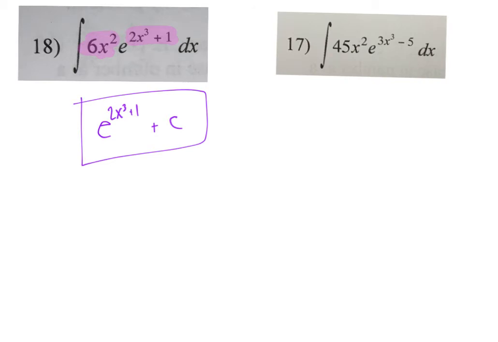For this one, when I look at it, my exponent is 3x cubed minus 5. If I did the derivative of 3x cubed minus 5, I would have 9x squared, and I need 45x squared. So that means I'm going to have to multiply my answer by 5. So it's going to be 5 times e to the 3x cubed minus 5 as my antiderivative here.